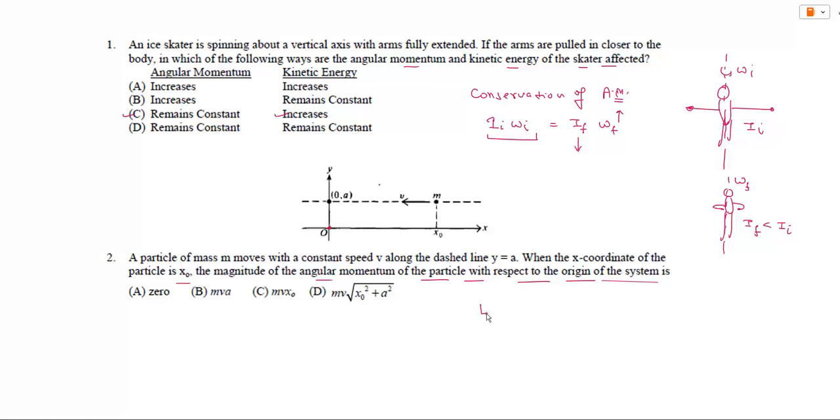From the definition of angular momentum, we know that it is m v r perpendicular. The linear momentum of the particle is given, that is mv. We can just see this from the diagram. But what is the perpendicular distance of this linear momentum from the point O? That is by default a. So the angular momentum of the particle with respect to the origin is mva, right? This will be the answer.